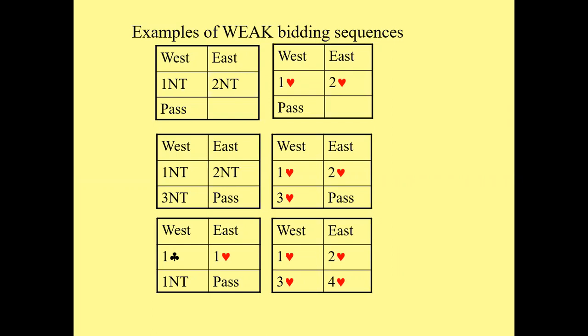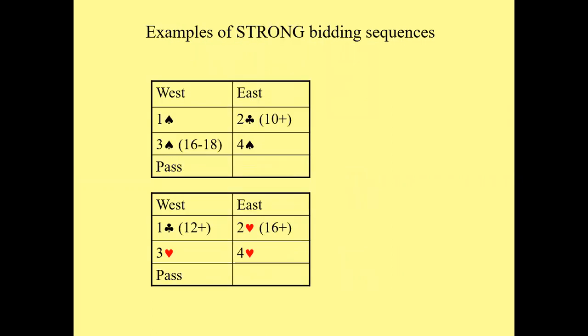Do interrupt me if you have some questions about this. What's a strong bidding sequence? Well, something where the opponents clearly have got more than enough for game. Something like 1 spade, 2 clubs here, which should show 10 or more points, 3 spades jumping, which should show something like 16 to 18, and then 4 spades is probably a strong bidding sequence where you might choose a more attacking lead, leading from your honours perhaps.